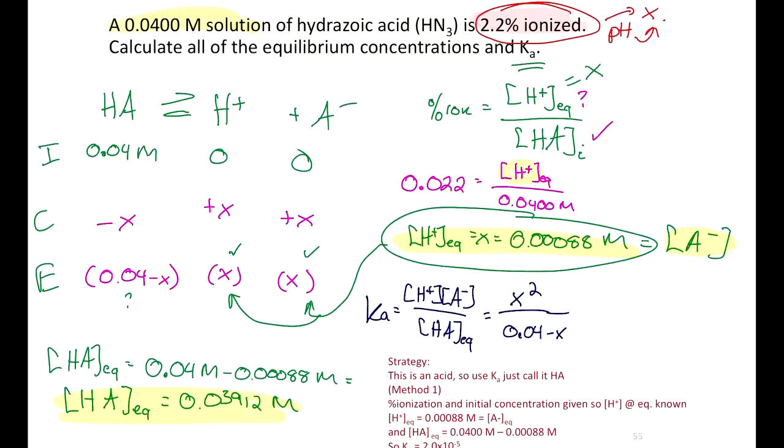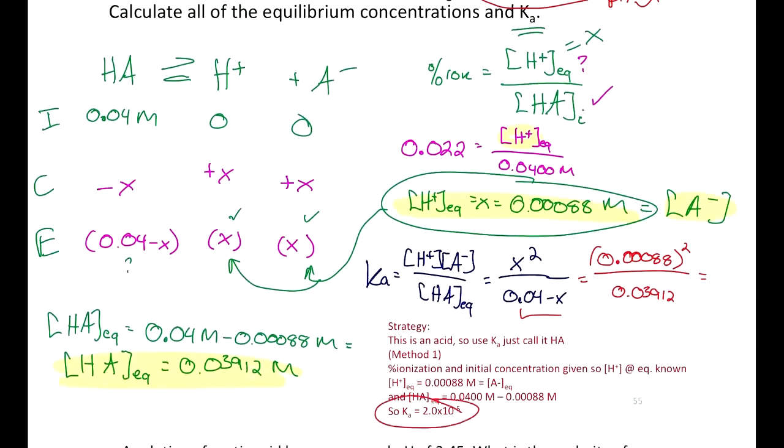to allow you to calculate the Ka value. So to actually solve this question now, we're going to take X squared, so the concentrations of all those things, squared over 0.03912, which we got is the equilibrium concentration of HA, and the answer is somewhere at the bottom, right there. 2 times 10 to the negative 5, right?